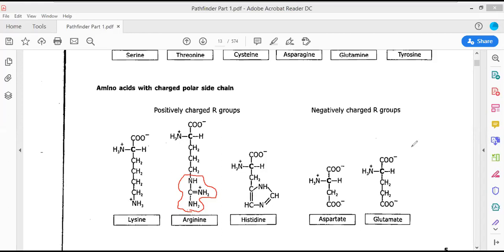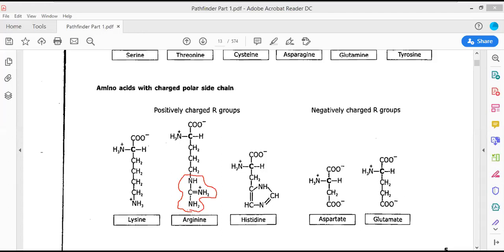Then there are two negatively charged amino acid residues, aspartate and glutamate. You can find there is one less carbon atom. There is only an alpha and beta carbon atom in aspartate, but in glutamate you will find alpha, beta, and gamma carbon atoms. Gamma carbon will be present in glutamate.